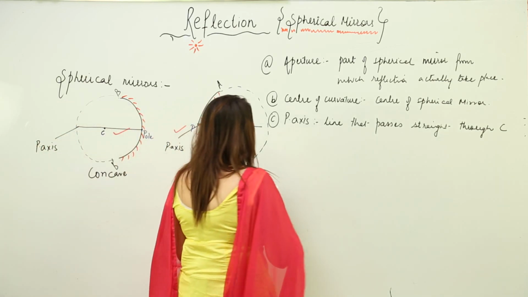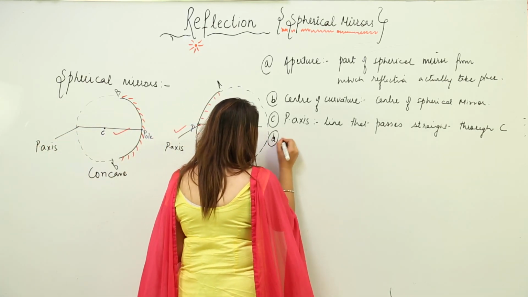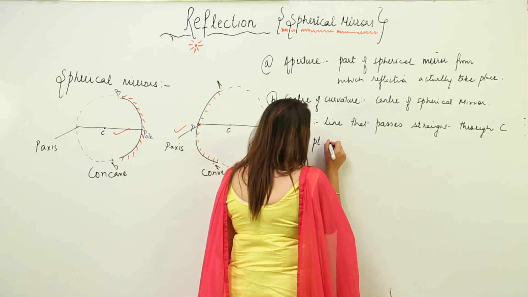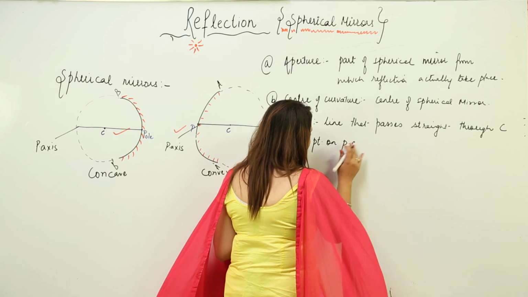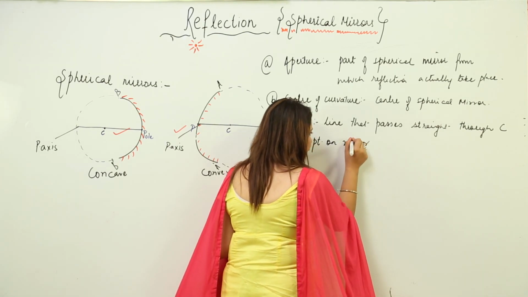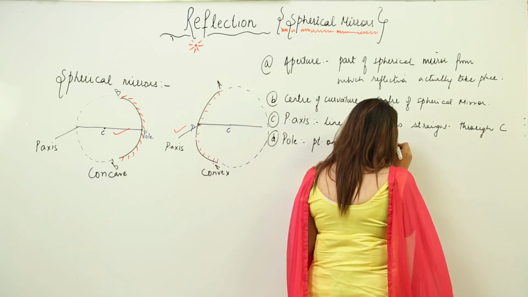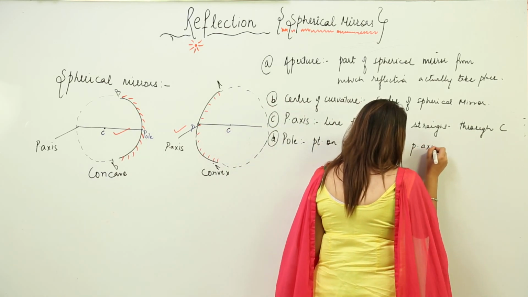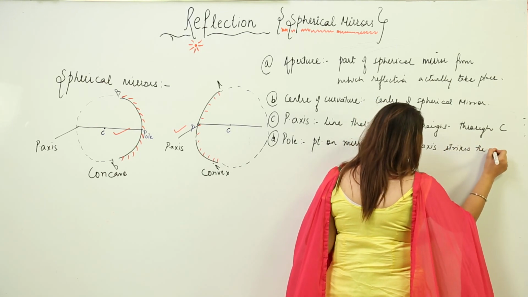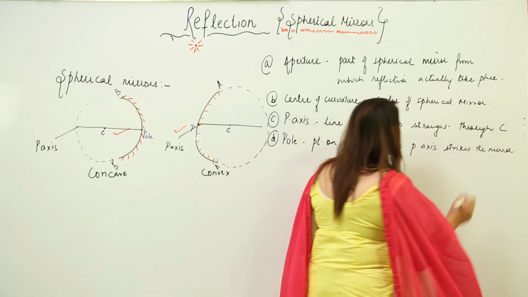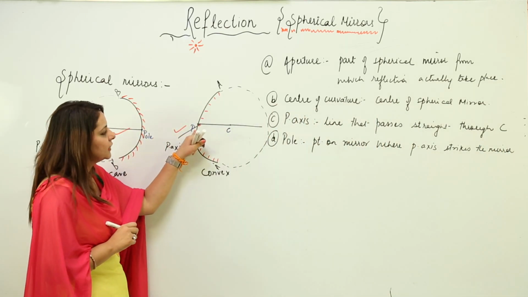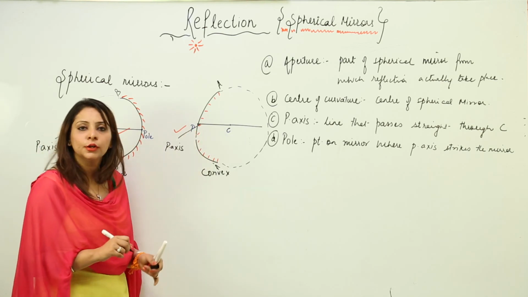So what is pole? Another term. Pole is a point on the mirror where the principal axis strikes the mirror. It is the point where the principal axis strikes the mirror. As you can see, it is striking here, so it is a pole. It is striking here, this side, this is a pole.